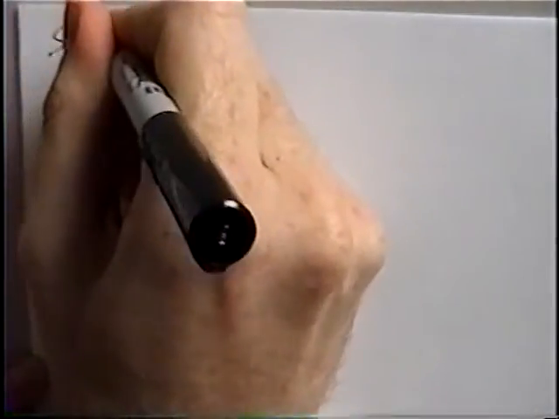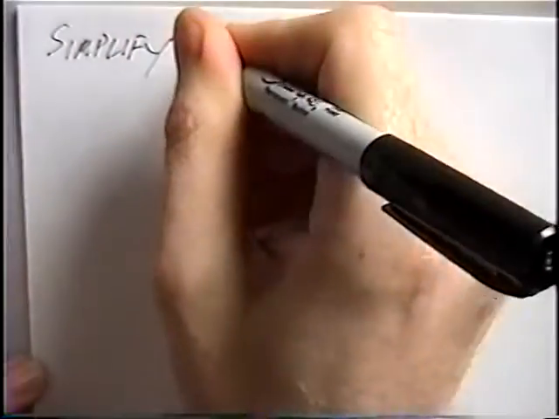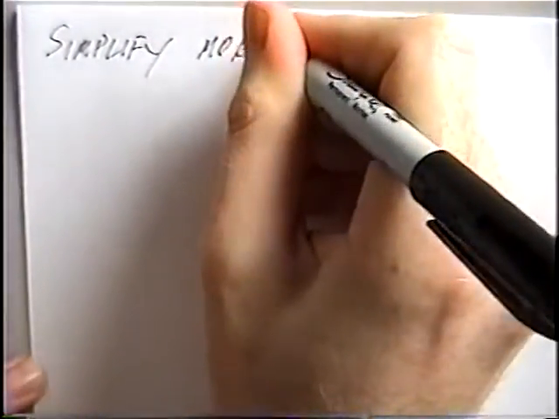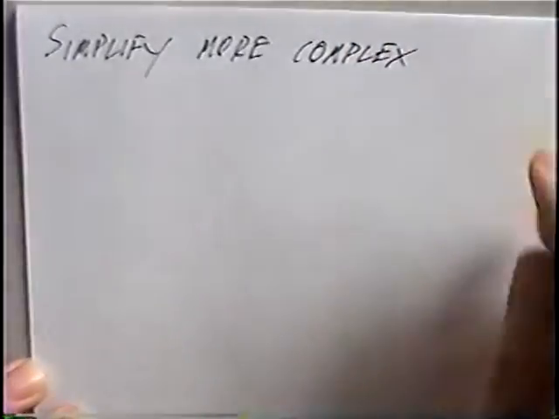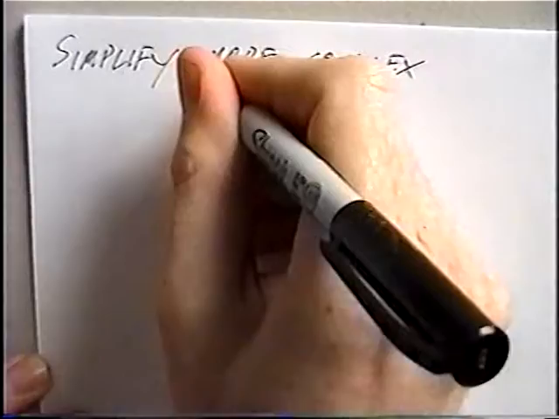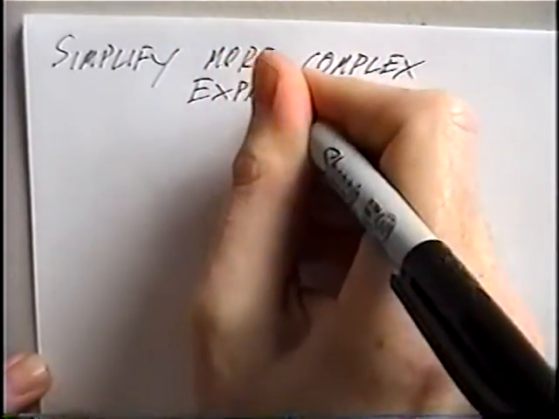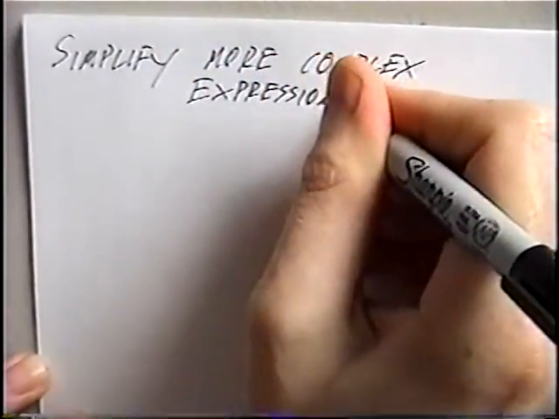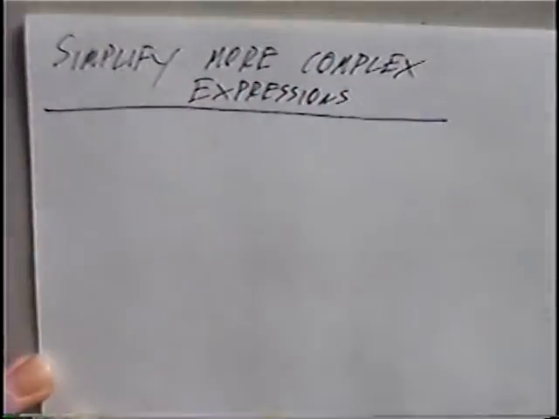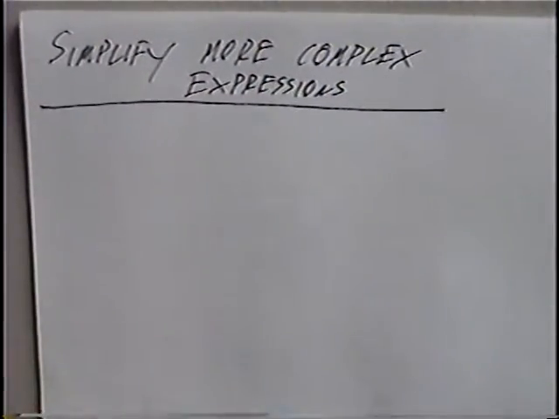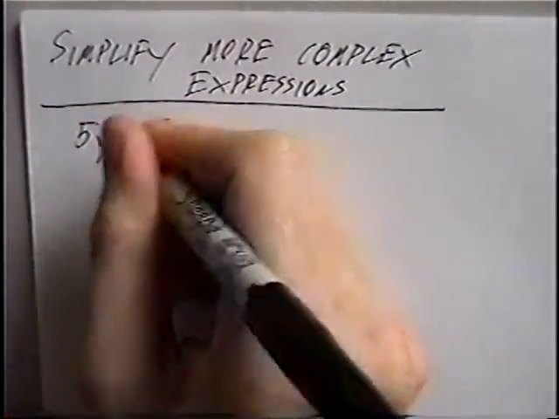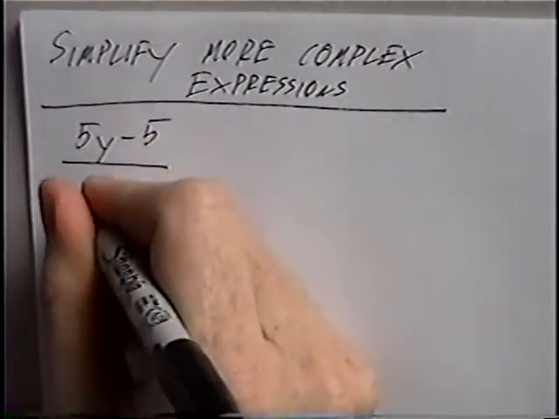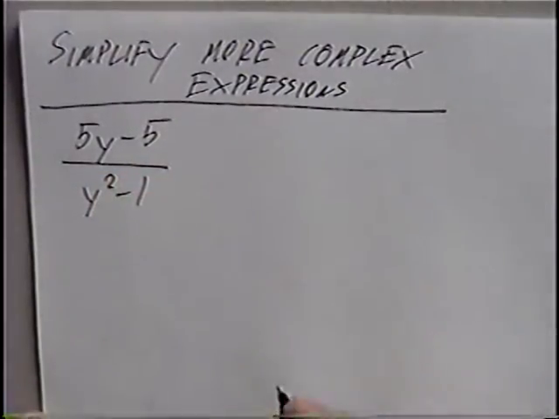The last section of notes for today is called simplify more complex expressions. The first question is 5y minus 5 divided by y squared minus 1.